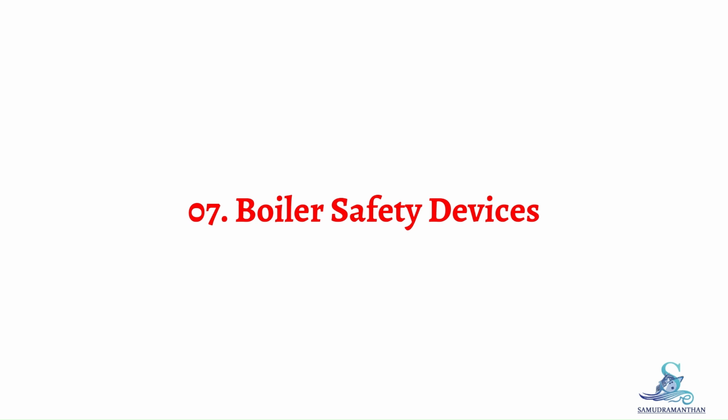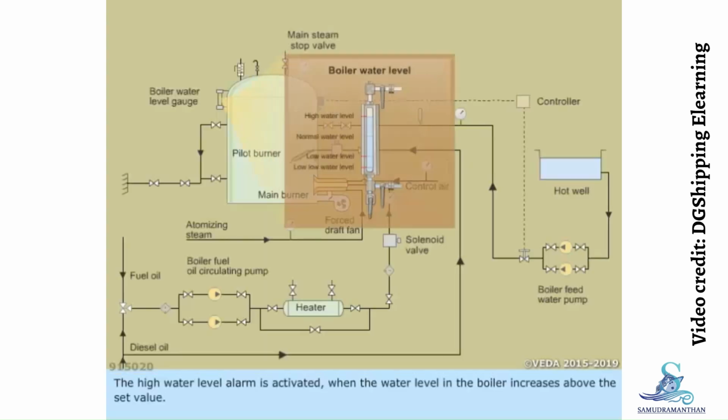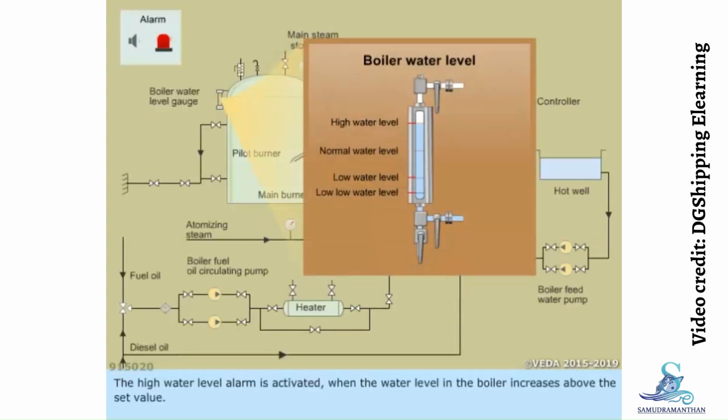Topic 7: Boilers Safety Devices. The high-level water alarm is activated when the water level in the boiler increases above the set value. The low water level alarm is activated when the water level in the boiler decreases below the set value. The low water level trip will stop the firing of boiler if the boiler water level falls below the set limit.